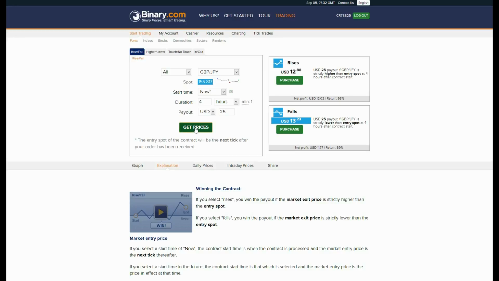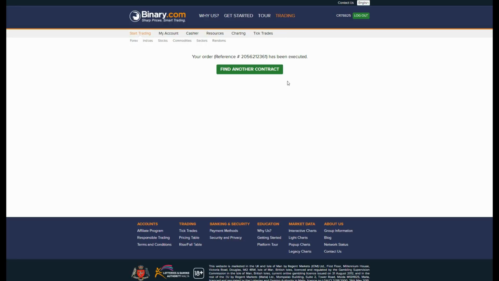As we believe the pound will rise against the yen, we click the Purchase button in the Rises box. We can now see the confirmation that our contract has been purchased. You can follow the progress of all your trades by using our charting features.